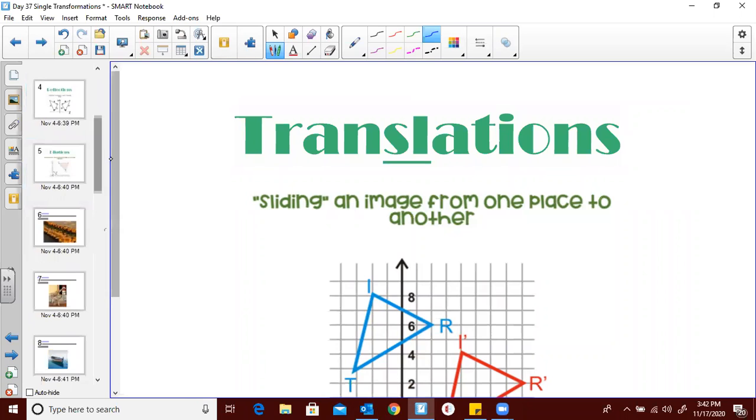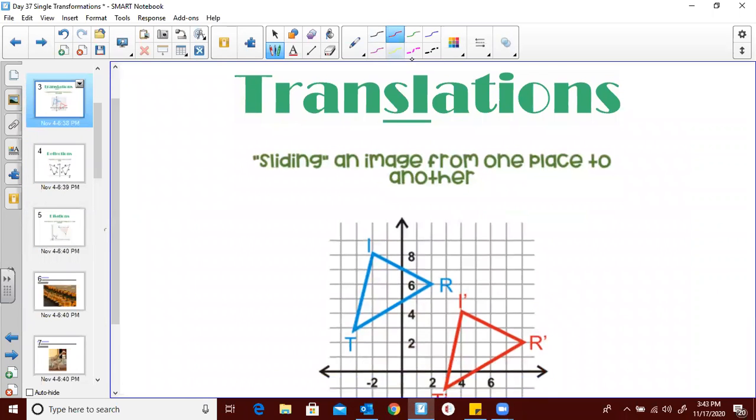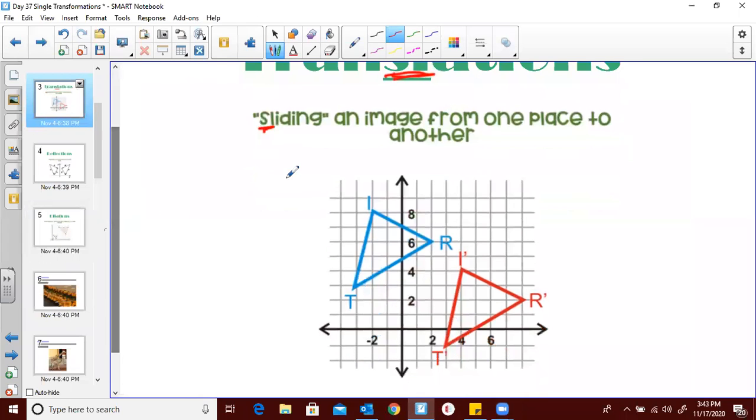We have translations, right? In a translation, notice that we have this SL underlined. That's going to be for SL for sliding. So we're going to be sliding an image from one place to another. You can see that our beginning image is IRT, and our ending image is I prime R prime T prime. So we've slid this image. It appears we have slid this image down and to the right.